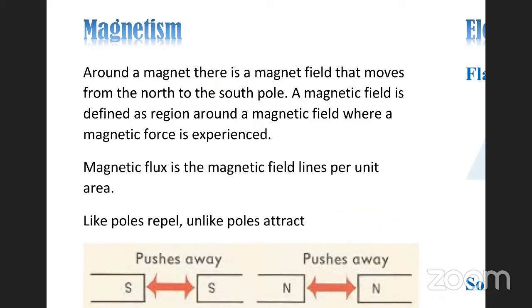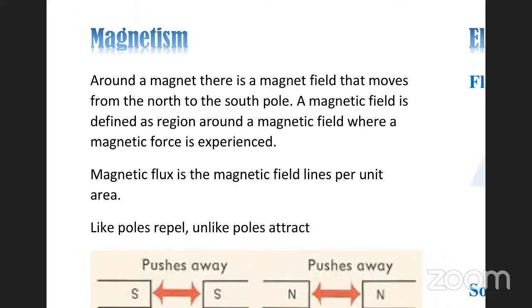So magnetism. The first thing we need to remember: a simple bar magnet has north and south. Magnetic fields always leave the north and go in towards the south. So magnetic fields always look like this. Leave the north, go towards the south.